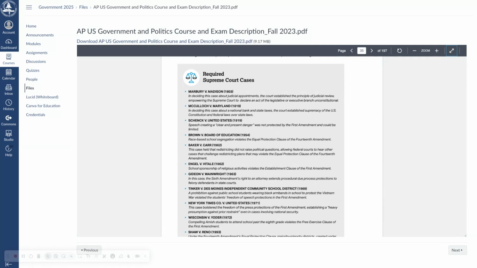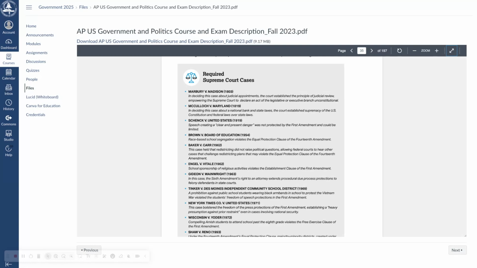McCulloch versus Maryland, 1819. In deciding this case about a national bank and state taxes, the court establishes supremacy of the U.S. Constitution and federal laws over state laws. Schenck versus the United States, 1919. Speech creating a clear and present danger was not protected by the First Amendment and could be limited.